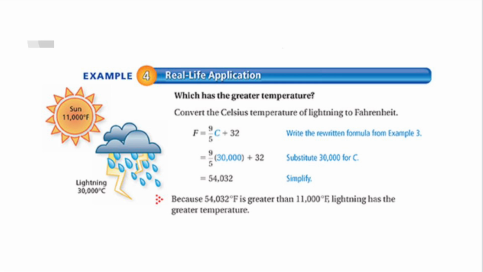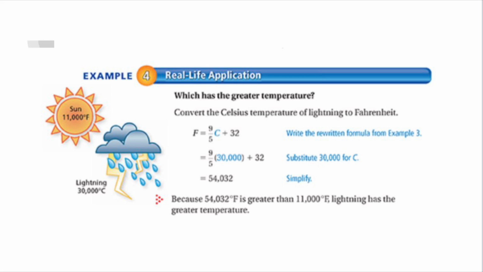So example 4 is a real-life application, and we're trying to find out which has a greater temperature, the sun or lightning. First, we have the sun in Fahrenheit, but we have lightning in Celsius, and we need to convert lightning into Fahrenheit. So we set up the equation that we found in the previous example, F equals 9/5 C plus 32. We need to replace the Celsius number with 30,000.